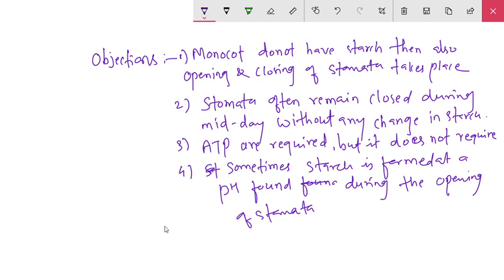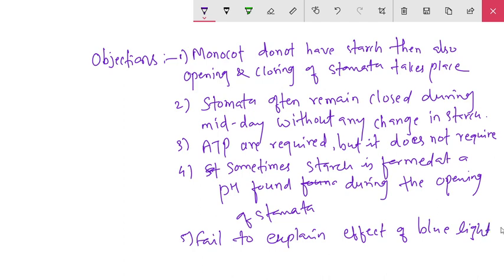The last one: this theory fails to explain the effect of blue light in opening of the stomata. So these are the certain objections.